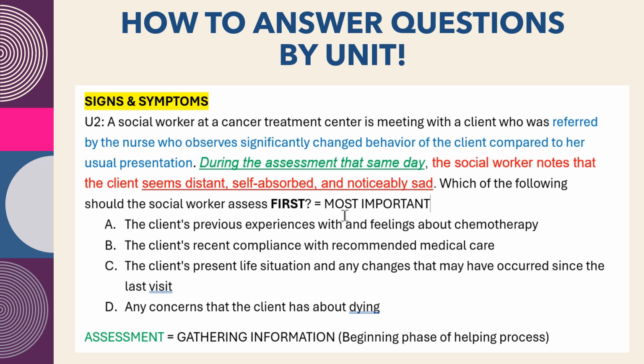So what would be the most important thing? Remember, first means most important thing that you would do according to these signs and symptoms. So this is where I always say that you consider the presenting problem, you consider the whole situation, but you focus on the priority problem. So considering that she was referred to you because she's not being her usual self, and then you assess her and you notice these things, what would be the most important thing you would want to check for first? It says assess, so what would be the first thing you want to assess?